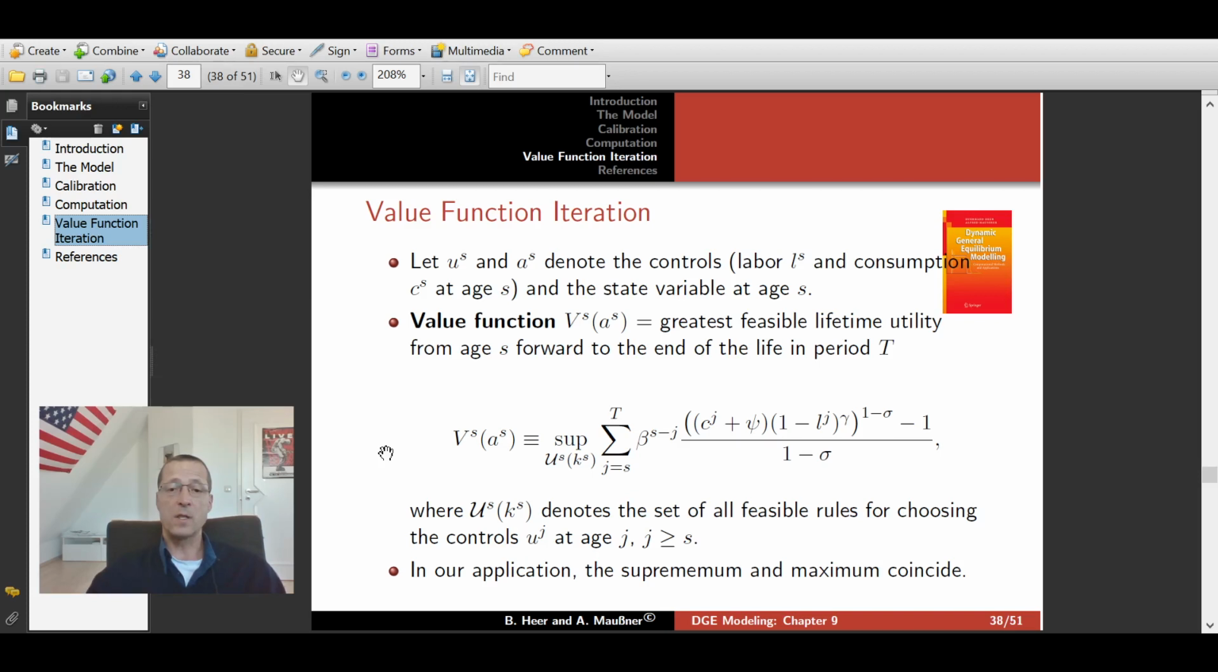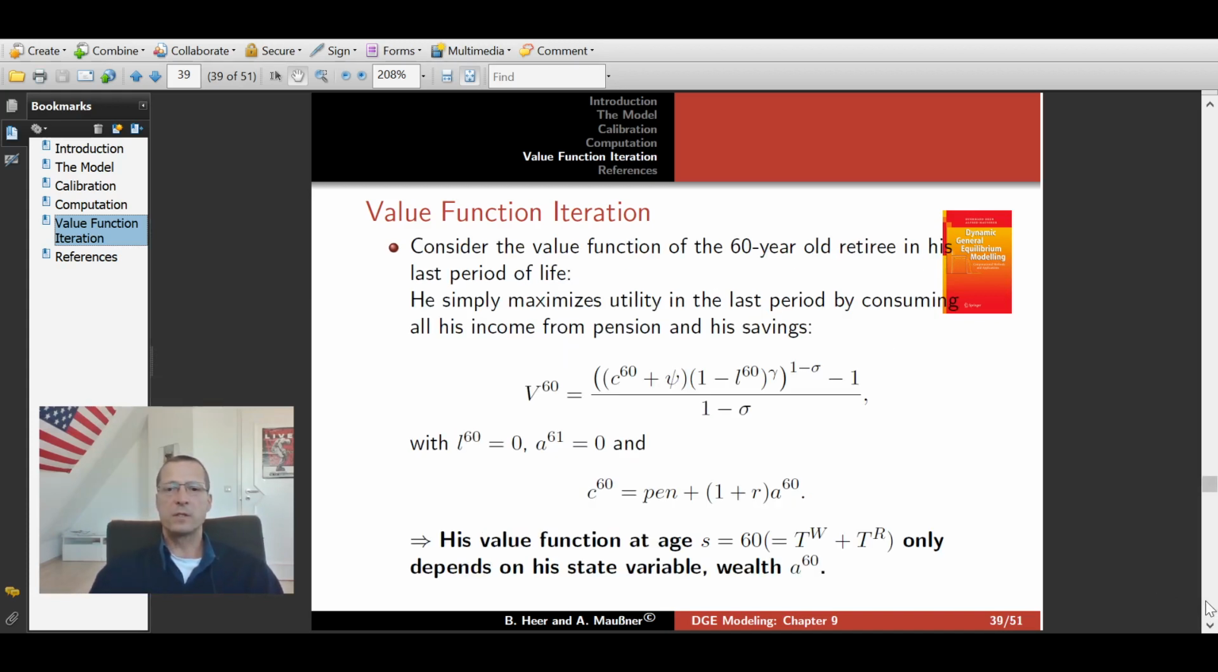In our case, this is equal to the maximum, so we have well-behaved utility functions. We have closed sets to choose our labor supply from, 0 to 1, and this results in the fact that in our case we have the maximum, which is a special case of the supremum. We have a well-behaved, nice, smooth, differentiable function. So in case you're not familiar with the supremum, just assume that our problem is well-behaved and we use the maximum in the following.